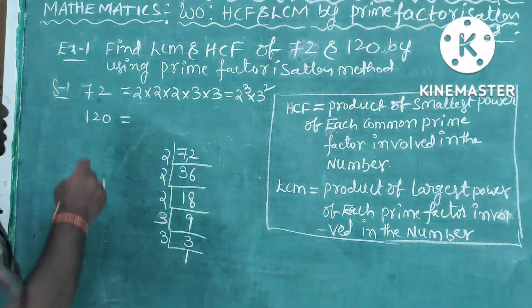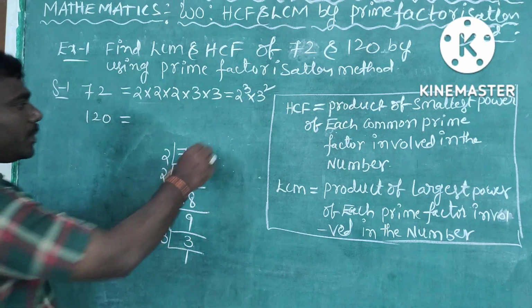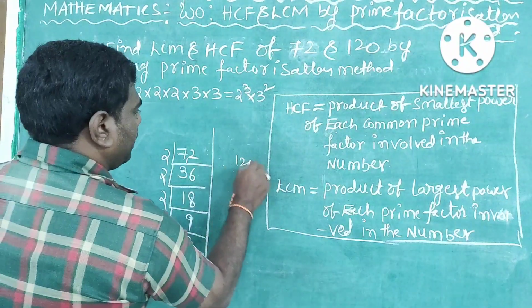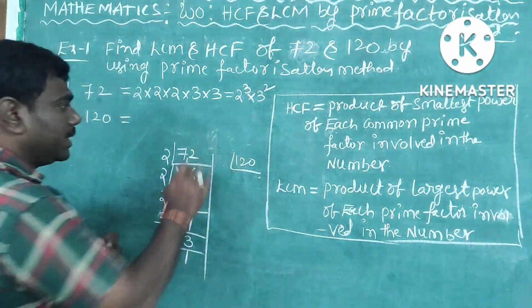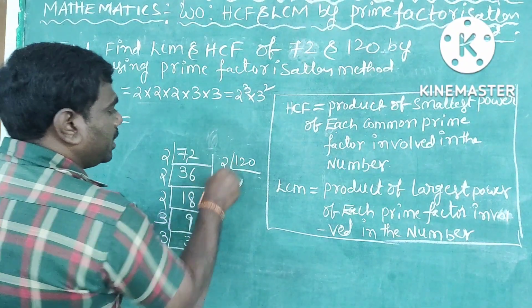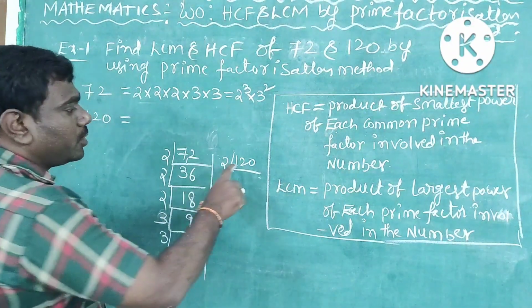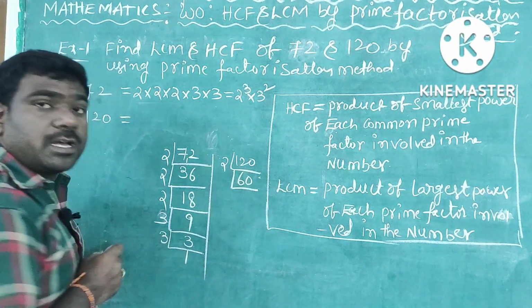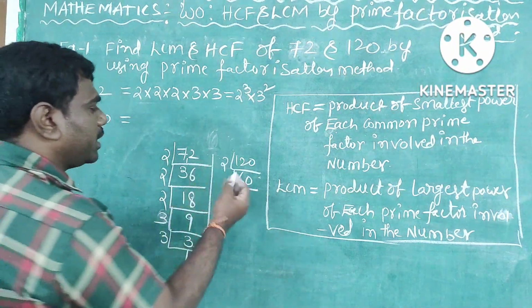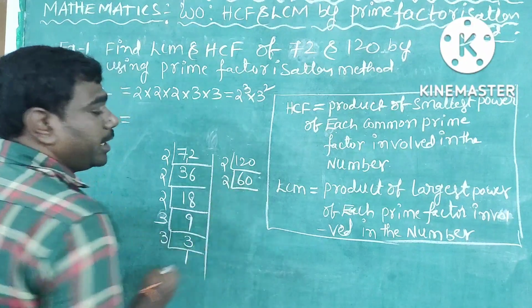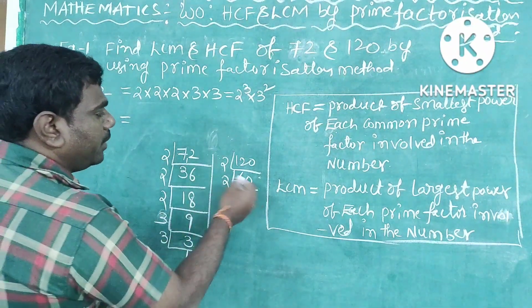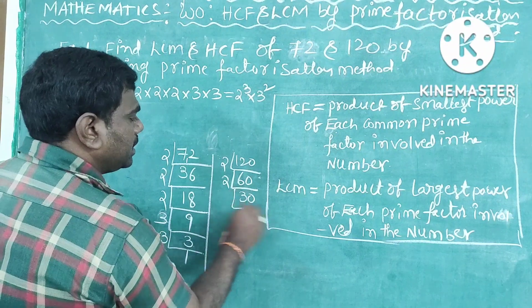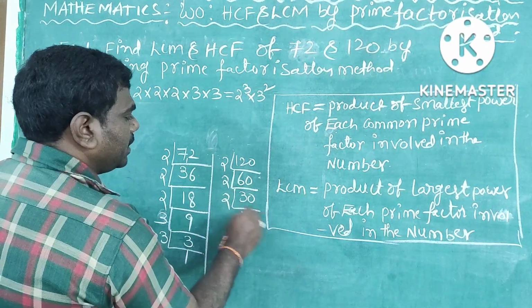Next, the same process we apply for 120. So 120, I am applying using the long division method. Now take the smallest prime number, that is 2. So 120, when divisible, 2 60s are 120. Yes or no? Directly we know. Now again take 2, the smallest prime number, and divide. So 2 30s are, now 2 15s are.